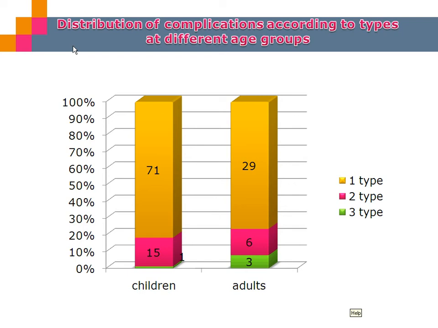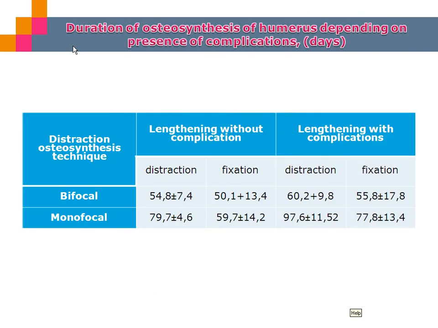Deformities after frame removal were observed in 5 cases and were a result of not following the doctor's recommendations. One patient had a humerus fracture at the regenerate site because he fell on his arm 6 months after lengthening. Repeated osteosynthesis was done for 2 patients with deformities. As you can see from the table, the presence of complications increases treatment duration in monofocal and less so in bifocal distraction osteosynthesis.